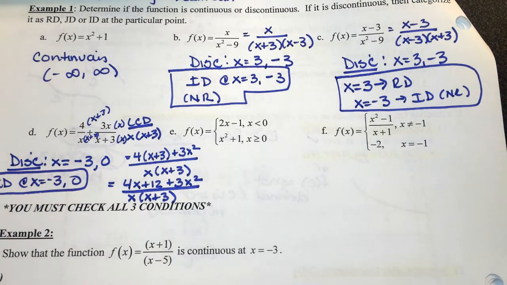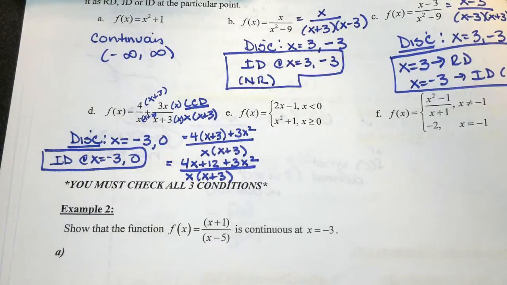You know that it's not going to be continuous by just looking at the denominators. But the problem is you don't know if it's a hole or an asymptote until you actually simplify that numerator and see if you can factor it. All right, so any questions on how we end up with infinite discontinuity at negative 3 and 0?